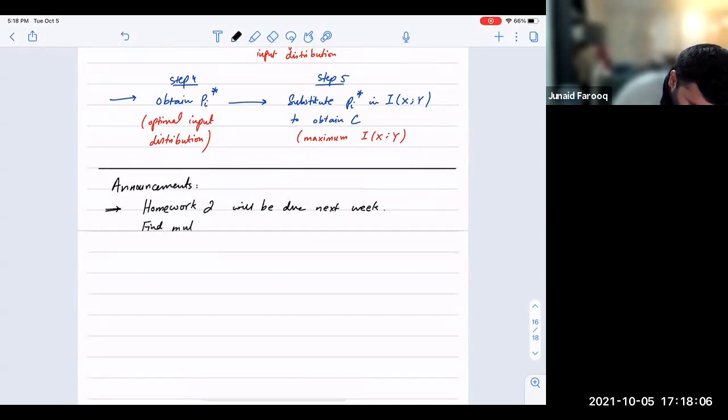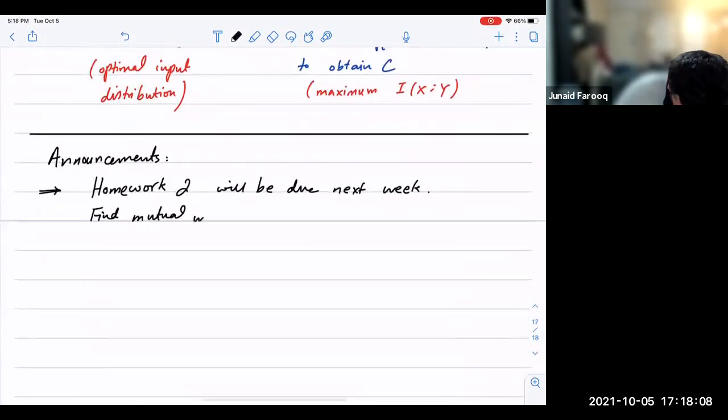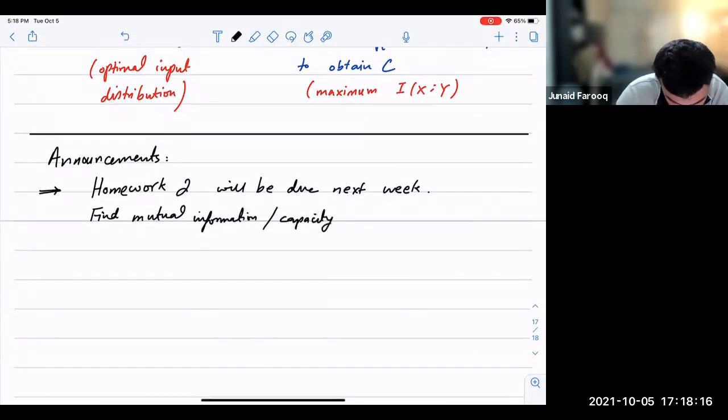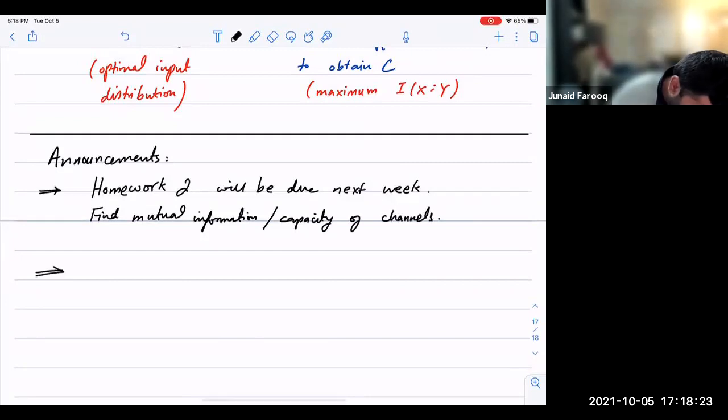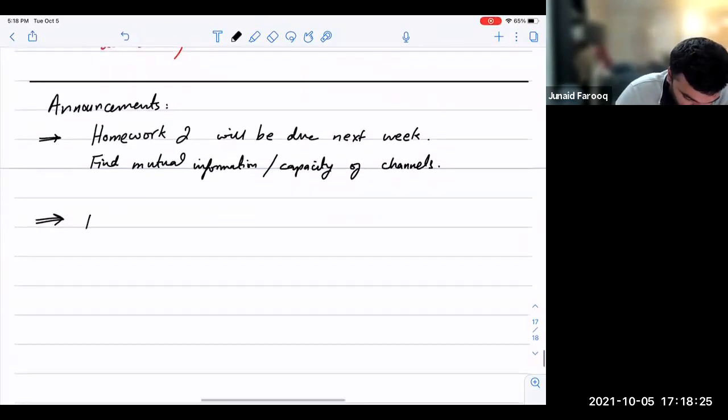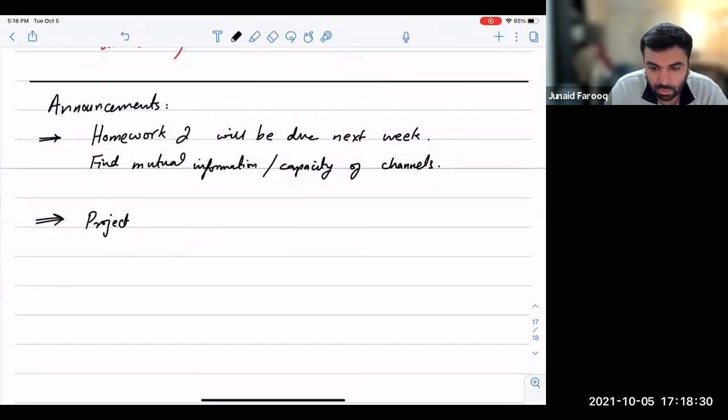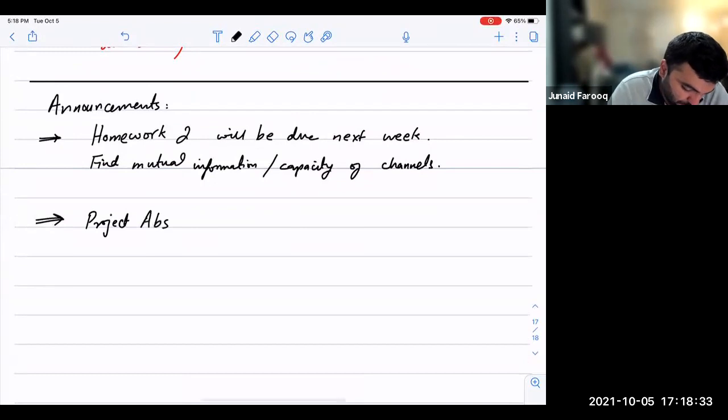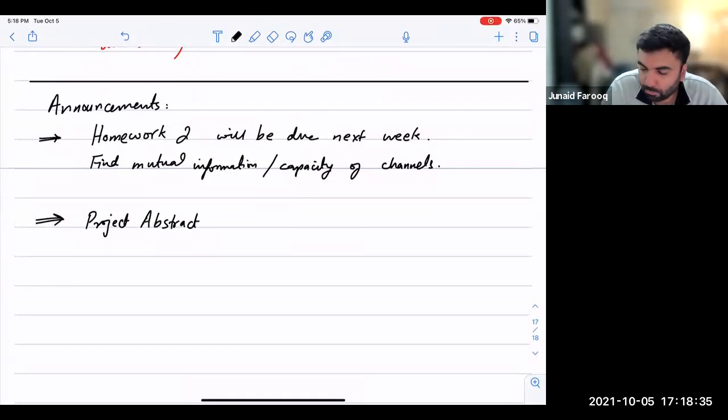So you find mutual information. Okay, and then I think project abstracts, I have received them, and I'll go through them quickly, and I'll give you feedback hopefully next week, to see if there's some changes that need to be done.